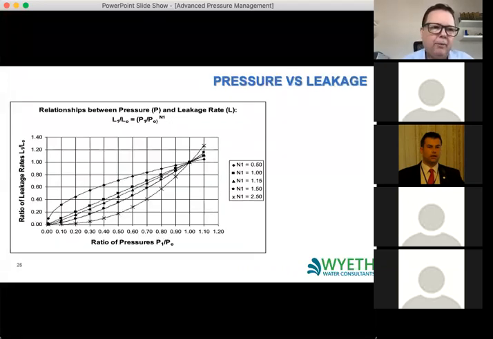And the reason why we want to get rid of that excess pressure is that N1 value again, where we can reduce our leakage volume just by reducing that excess pressure.